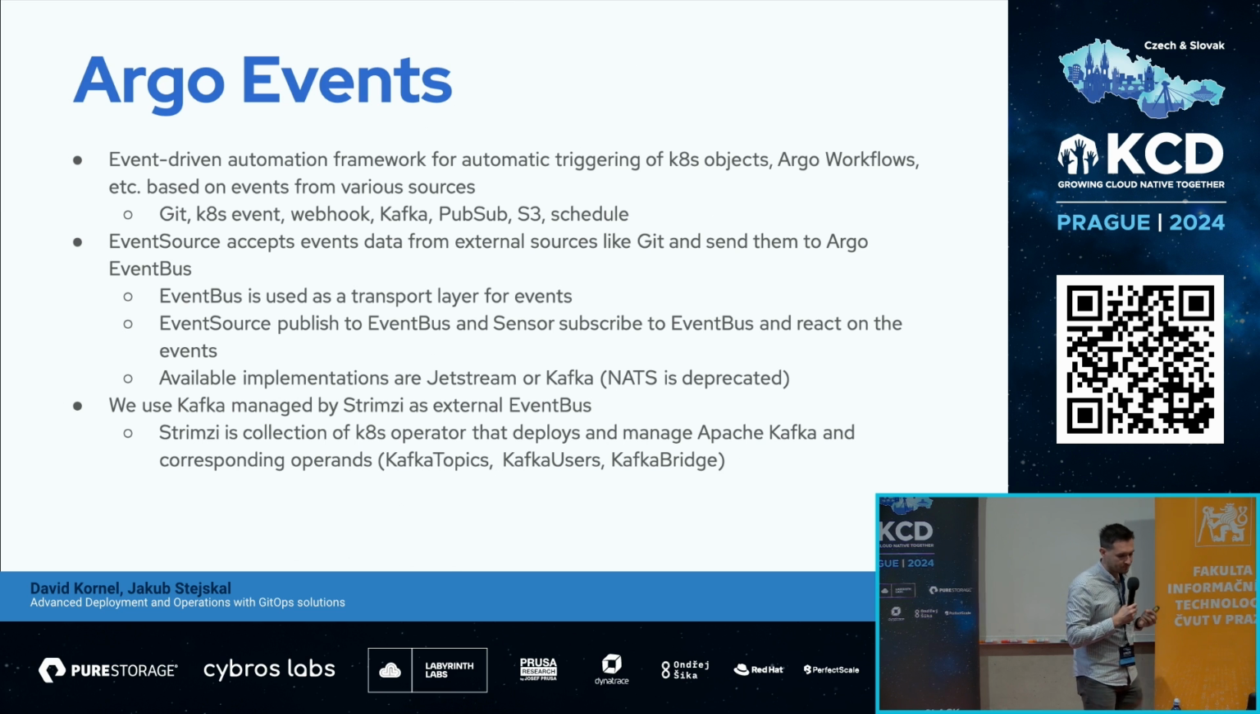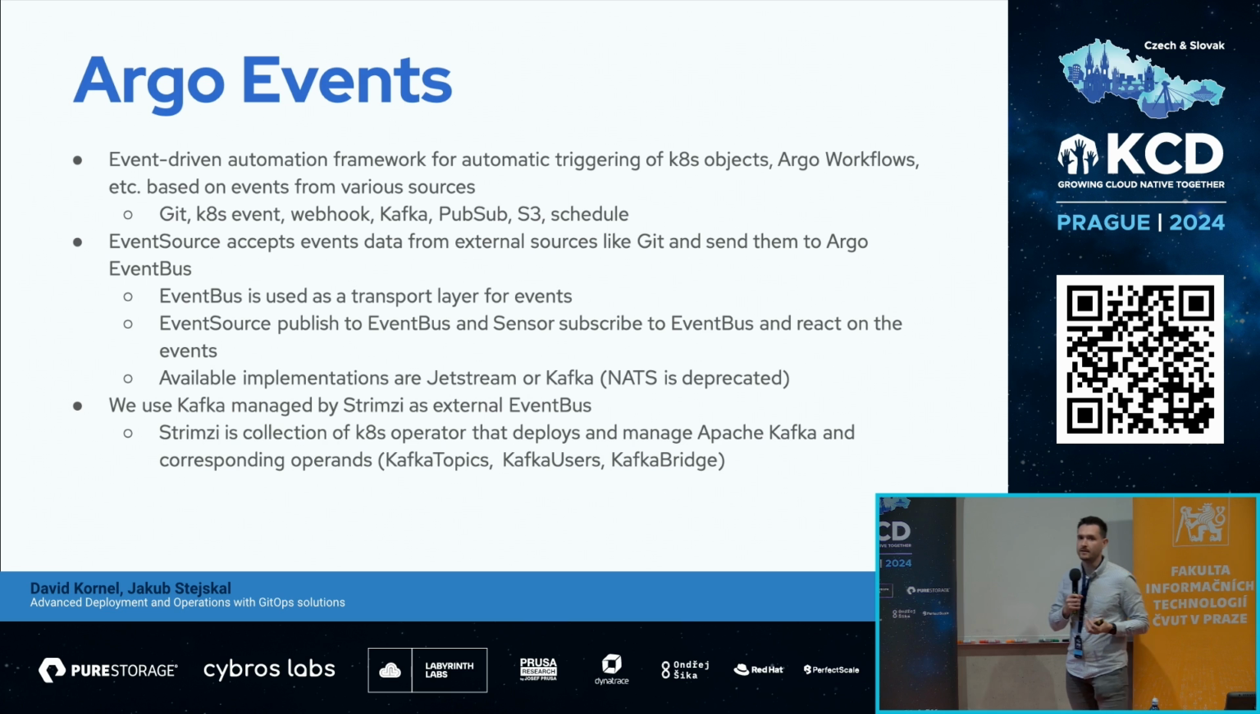Argo Events. Argo Events is an event-driven automation framework. Basically, you have several parts deployed next to Argo Workflows, and you listen to some events, for example, from GitHub, GitLab, Slack, Pub/Sub from Google, Kubernetes events. There are plenty of event sources that you can use, or you can extend the possibilities by writing your own and just use your custom one.